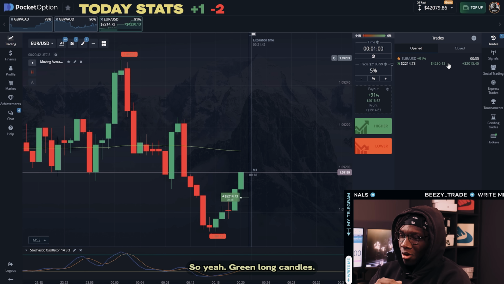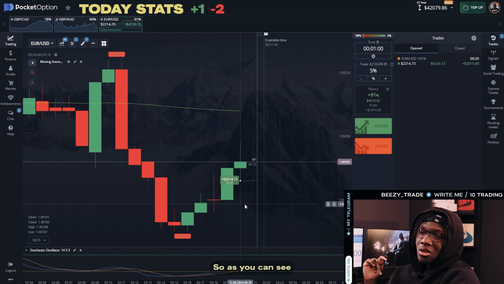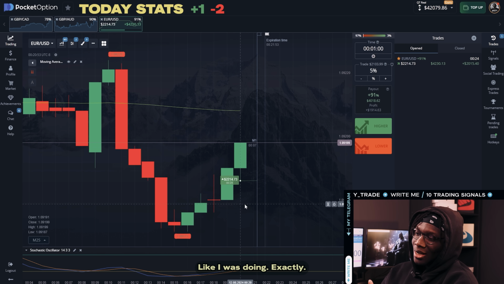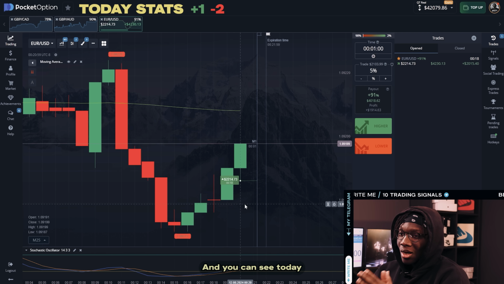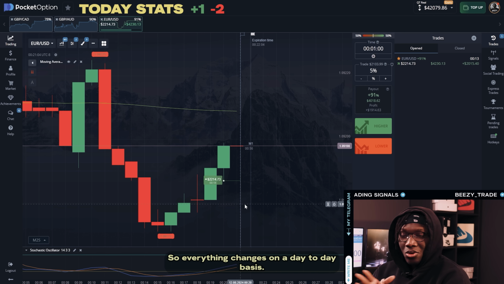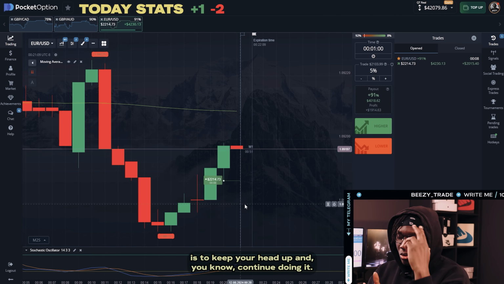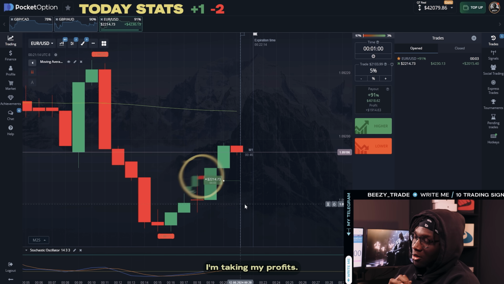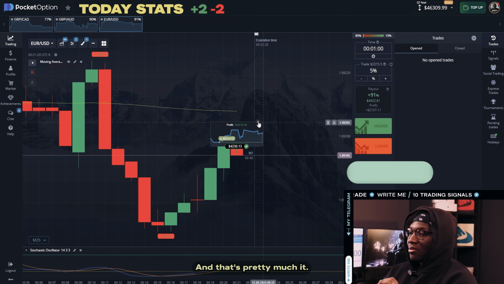So yeah, green long candles, what I like to see when I'm trading. So as you can see, not every situation happens the same way. I'm using the same strategy that I used to make 15K the other day that I showed you, and you can see today, it's not even bringing that same amount of result. So everything changes on a day-to-day basis. The most important thing is that you keep your head up and continue doing it. I'm taking my profits. I'm probably just gonna leave it at this for today, and that's pretty much it.